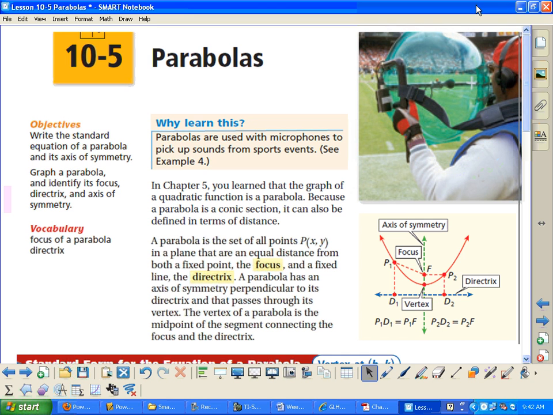So lesson 10.5 is about parabolas. We're going to learn to write the standard equation of a parabola and its axis of symmetry, and then learn to graph them. Here you see in this picture an example of a parabola being used. If you watch much football, you've probably seen those things on the sidelines at football games. There are microphones in there and they actually pick up the sounds. It's pretty cool the way it works.